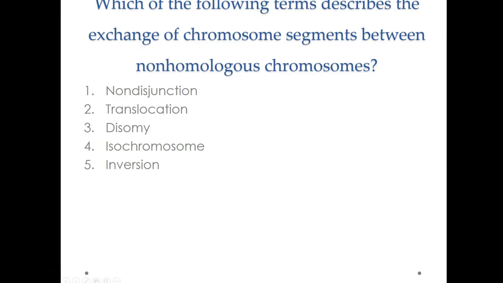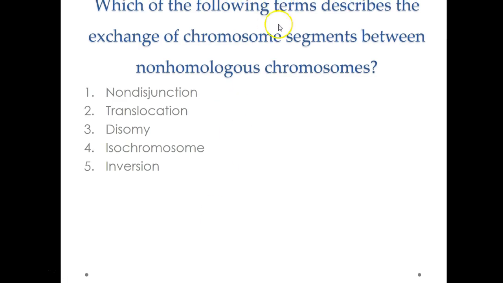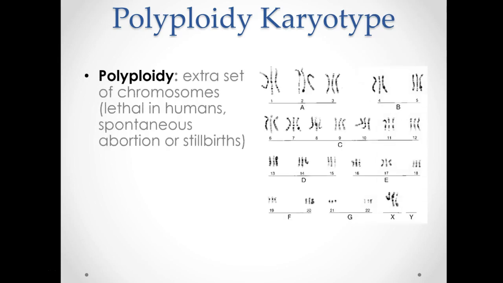Okay, let's do a quick comprehension check. Which of the following terms describes the exchange of chromosome segments between non-homologous chromosomes? Is it a non-disjunction, a translocation, a disomy, an isochromosome, or an inversion? It's a translocation, right? So when we are swapping out information on two non-homologous chromosomes, we refer to that as a translocation.